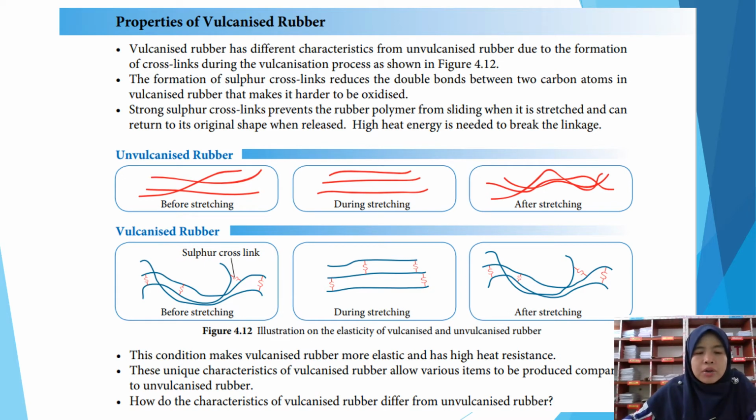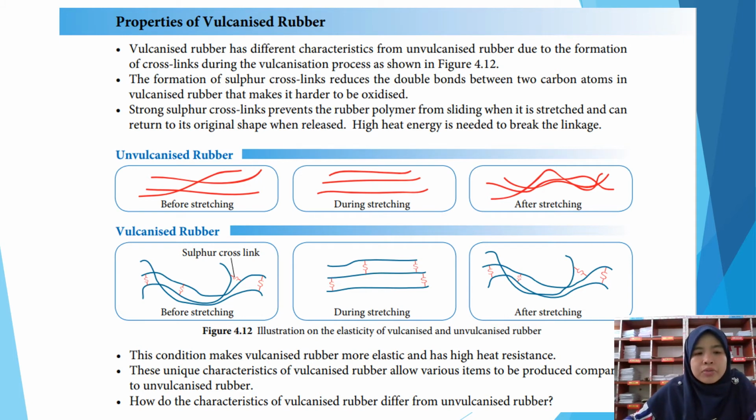unvulcanized rubber or natural rubber, okay, here the rubber particle before stretching. Okay, and then when it is stretched, it becomes straight, and after stretching, it cannot be the same as the early lah. Dia tak sama macam yang awal. So that means ia akan melonggar macam ni.